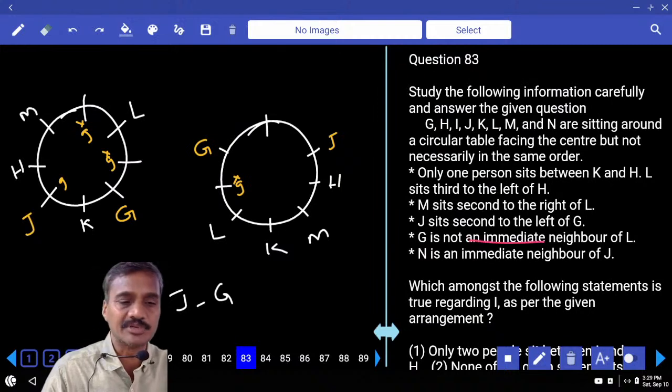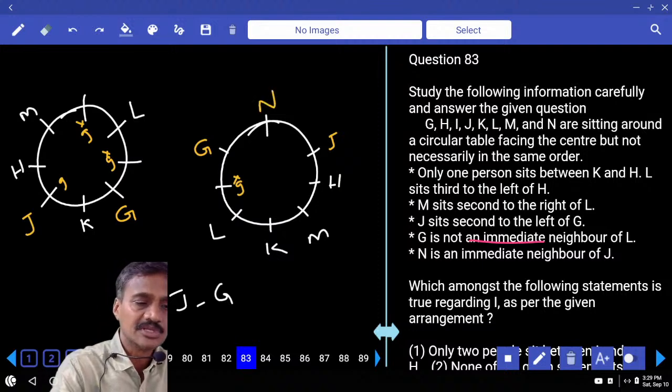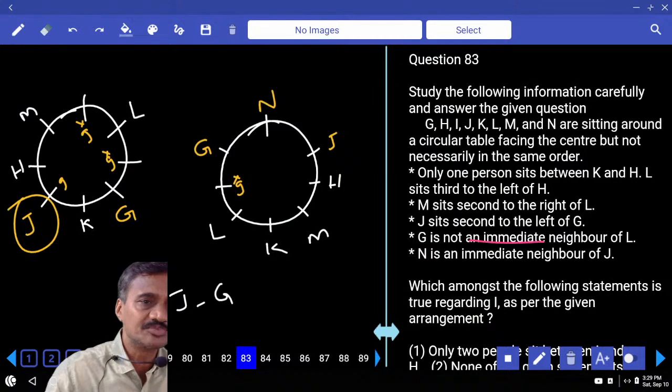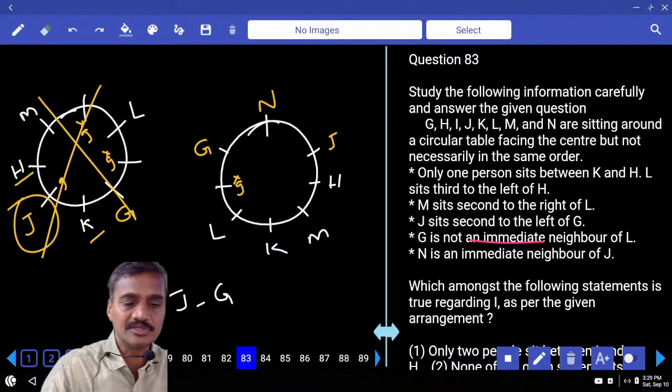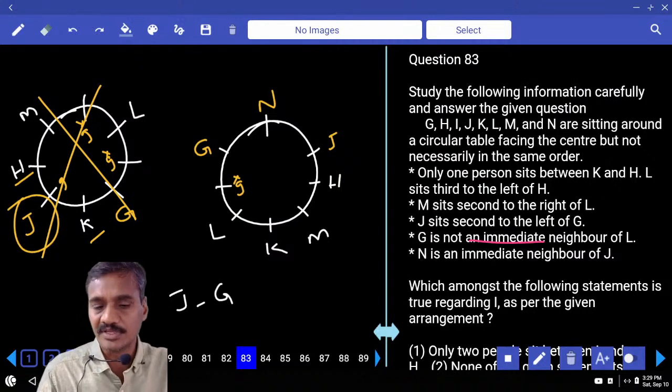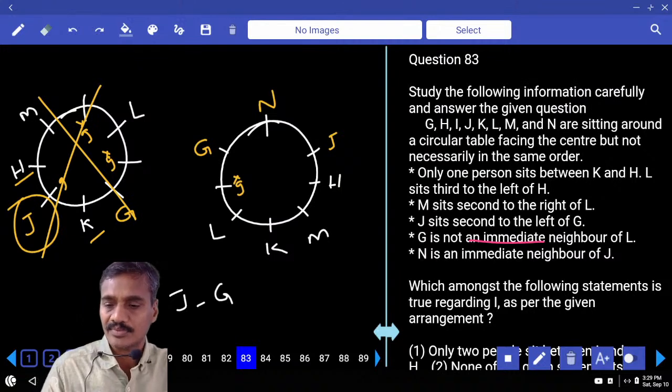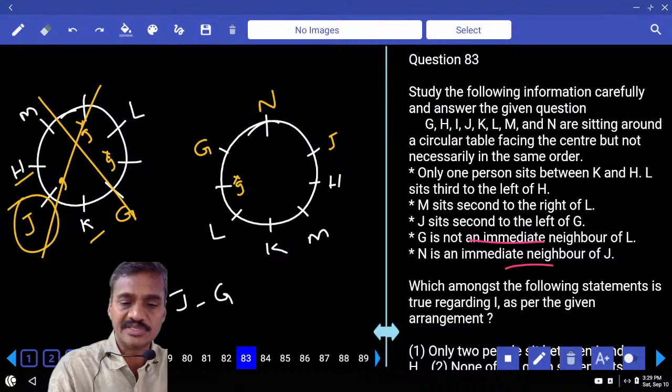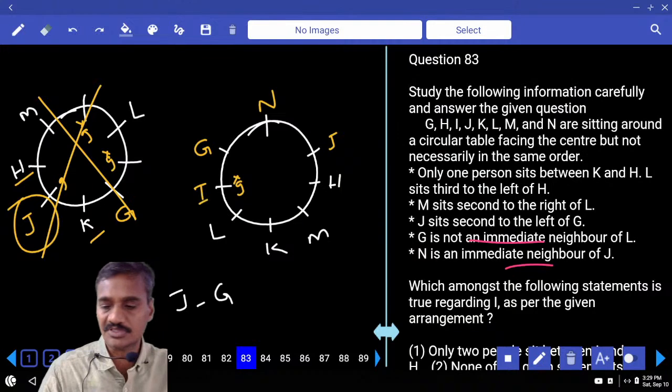N is an immediate neighbor of J. N is an immediate neighbor of J. N is at this place. Now here N is an immediate neighbor of J. Is it possible? Both the places are occupied by two different persons, H and K. Hence the second case is valid. Then who is the person left out? G, H, J, K, L, M, N, and I is the person here.